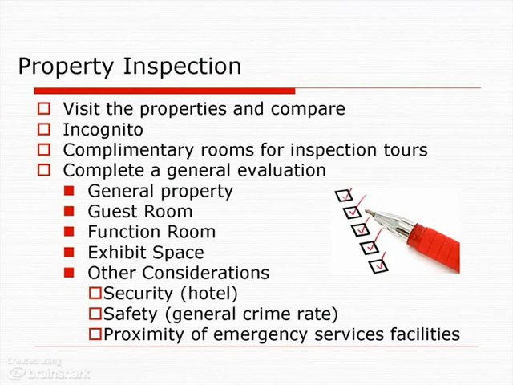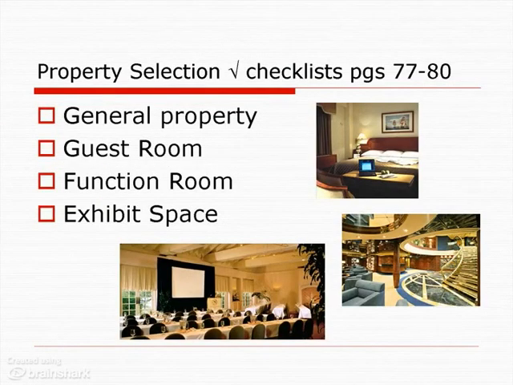You want to evaluate the general property, the guest rooms, the function rooms or the meeting rooms, the exhibit hall space. Other considerations to take into account would be security, the hotel security, safety, the general crime in the area, the proximity of emergency services facilities. So you're looking at the property itself as well as other attributes. In your text, there's a property selection checklist on pages 77 through 80. So you'll want to be aware of that and know how to put a checklist together when you're looking at various properties to compare. The general property, the guest rooms, the function rooms, and the exhibit space are all major components.